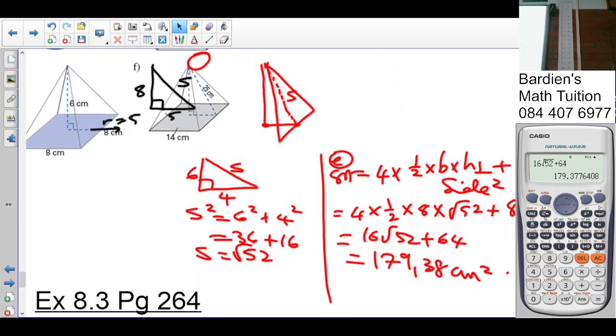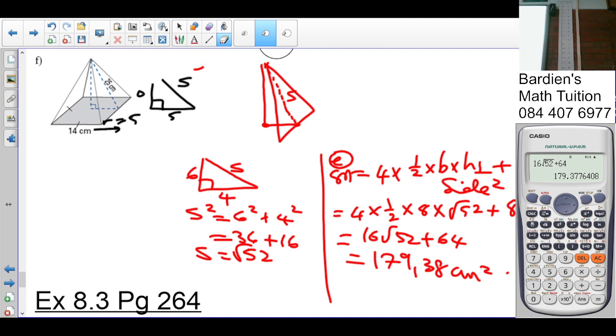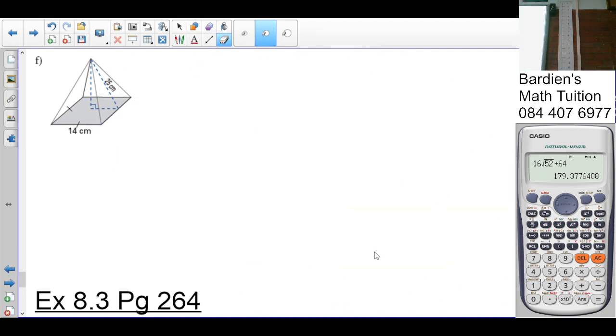Let's look at F. Yeah, in F we got another square base pyramid. That is the same. Okay, now here we work in reverse, with the Pythagoras. Otherwise everything else is the same.